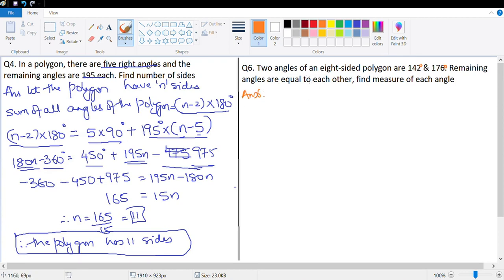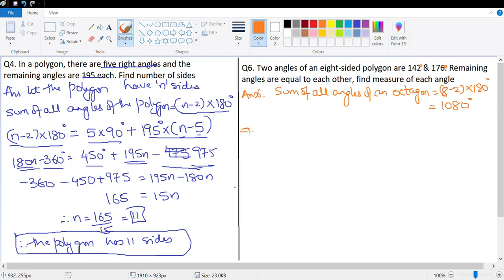So let's figure out the sum of all angles. The sum of all angles of an octagon, an 8-sided polygon, will be (8 minus 2) into 180 degrees. So this is 8 minus 2, which is 6. 6 into 180 is 1080 degrees. That's the sum of all angles of an octagon.